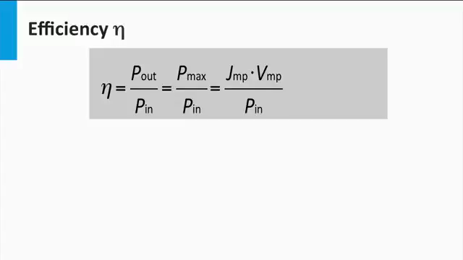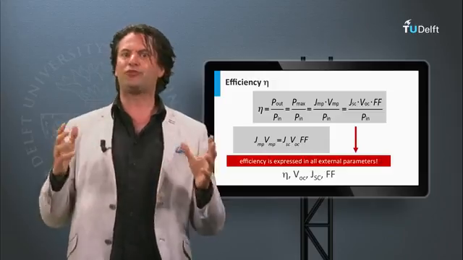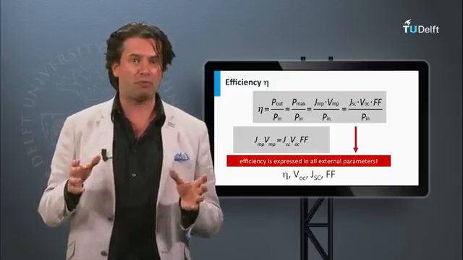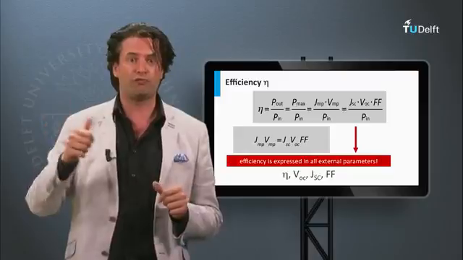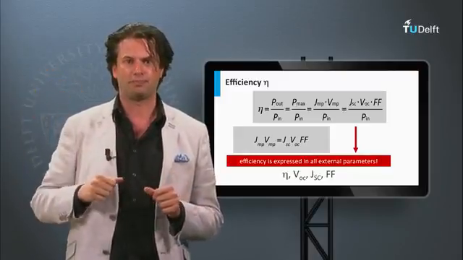P max, as discussed, equals the product of JMP and VMP. This product equals the product of the short circuit current density, the open circuit voltage, and the fill factor. As a result, the conversion efficiency can be expressed in the external parameters of the solar cell: the open circuit voltage, the short circuit current density, and the fill factor.